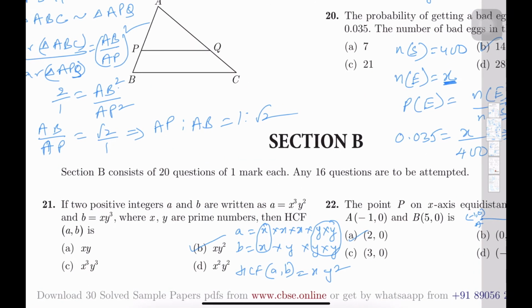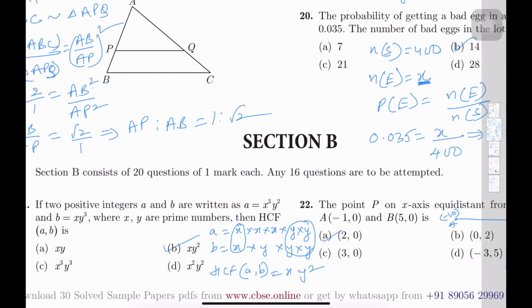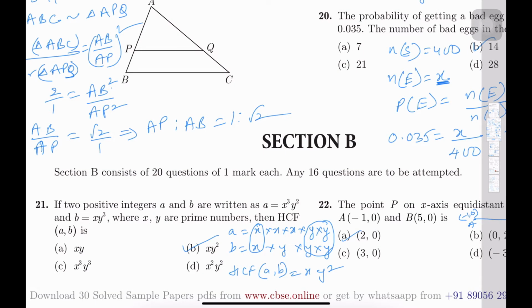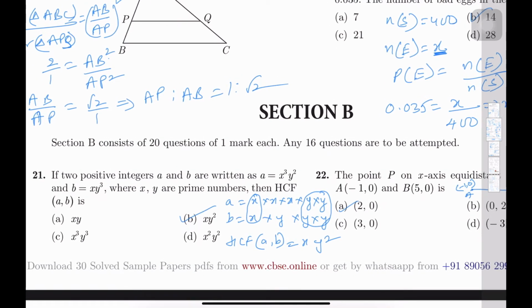Now, section B consists of 20 questions of 1 mark each. Any 16 questions are to be attempted. If two positive integers a and b are written as a is equal to x cubed y squared and b is equal to x y cubed, where x and y are prime numbers, then the HCF of a and b is.